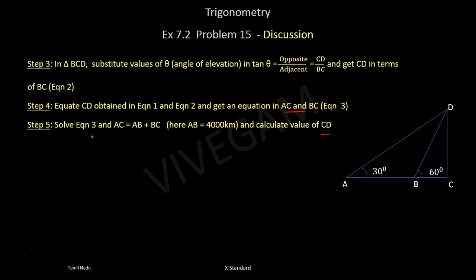Okay, next you see there's one more relationship, AB plus BC equal to AC. And we know AB equal to 4000. So you will get a relationship between AC and BC. So using these two, we will be able to solve and get the value of CD.